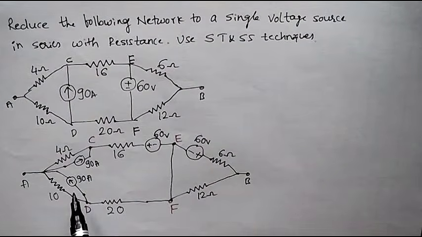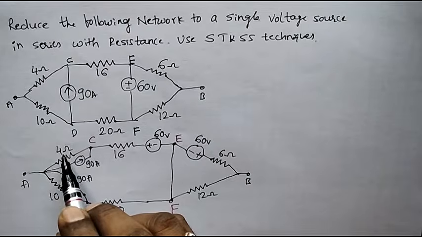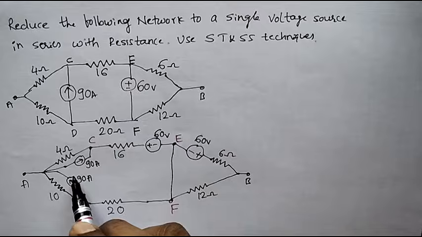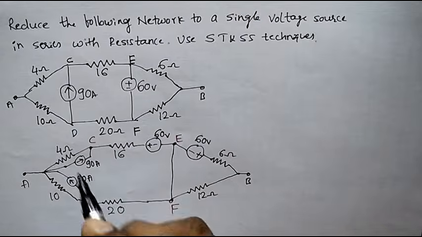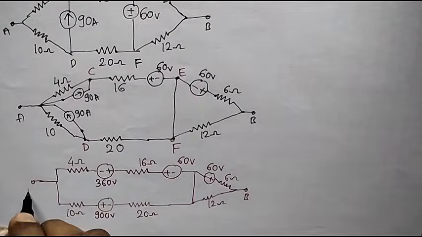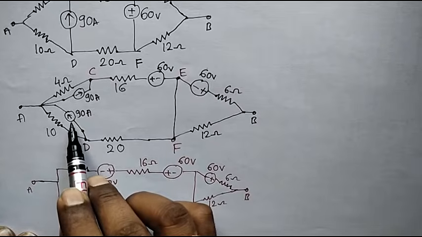Now we can observe here that the current source is in parallel with 10 ohm. Similarly, here this current source is in parallel with 4 ohm. Now we can apply source transformation to this part and this part. We can reduce the circuit further. Now look at this circuit. Source transformation is applied here.